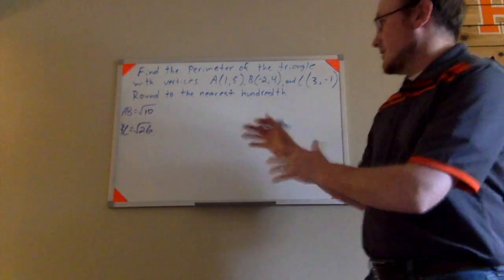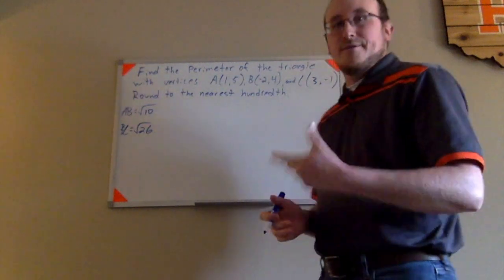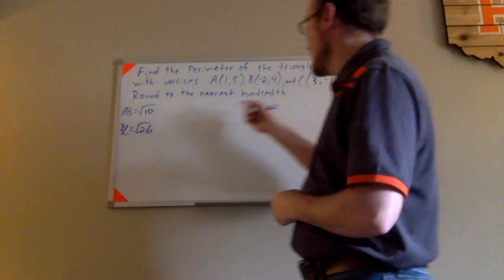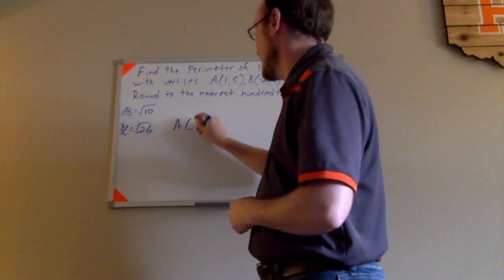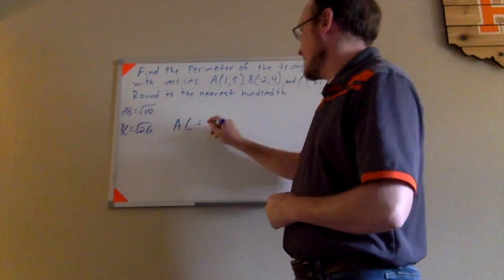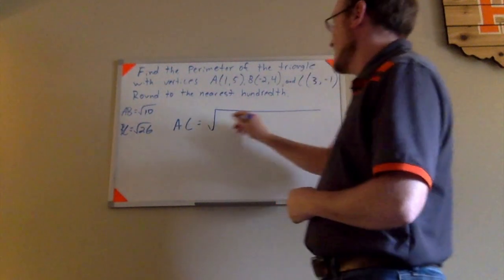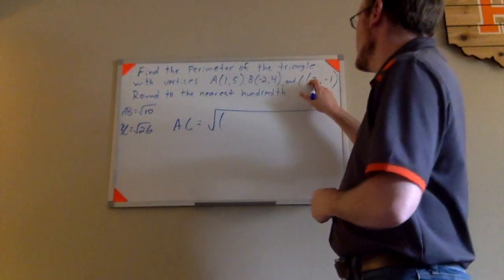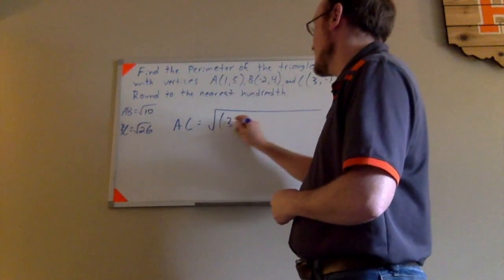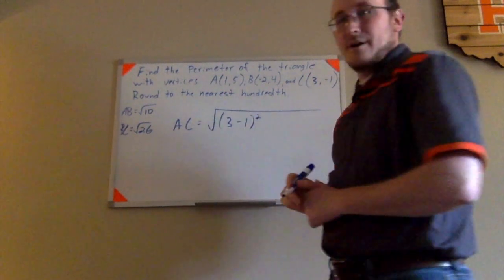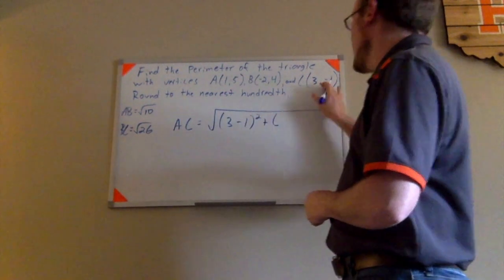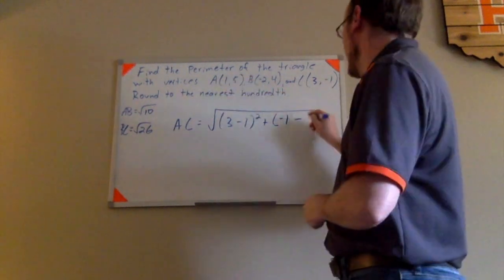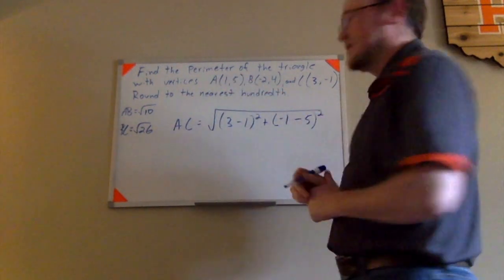Now we're to the next to last part of the problem. We've got to find our third and final side length here. We have side AC to still deal with from the picture I drew at the beginning. So we have AC, the length of segment AC, which is equal to the square root of, then again I have x2 minus x1, so I have 3 minus 1, that quantity squared, plus, and then y2, so the y coordinate of that point, which is -1, minus the y coordinate of that point, which is 5, that quantity squared.